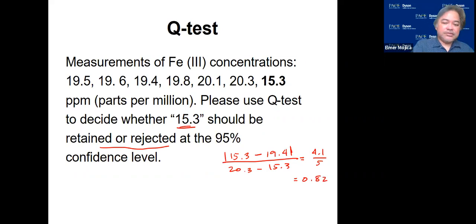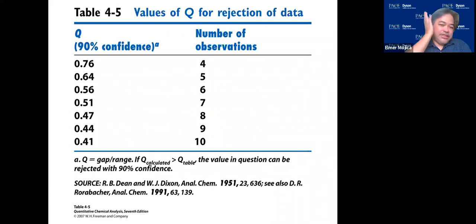So what are we going to do? We have to compare it with the Q table, the one that tells us whether this is an outlier or not. Just like before in the t-test and F-test, if the Q calculated is greater than the Q table, then you're going to reject it. If it's not, then you're going to retain it. So let's see. How many observations do we have?